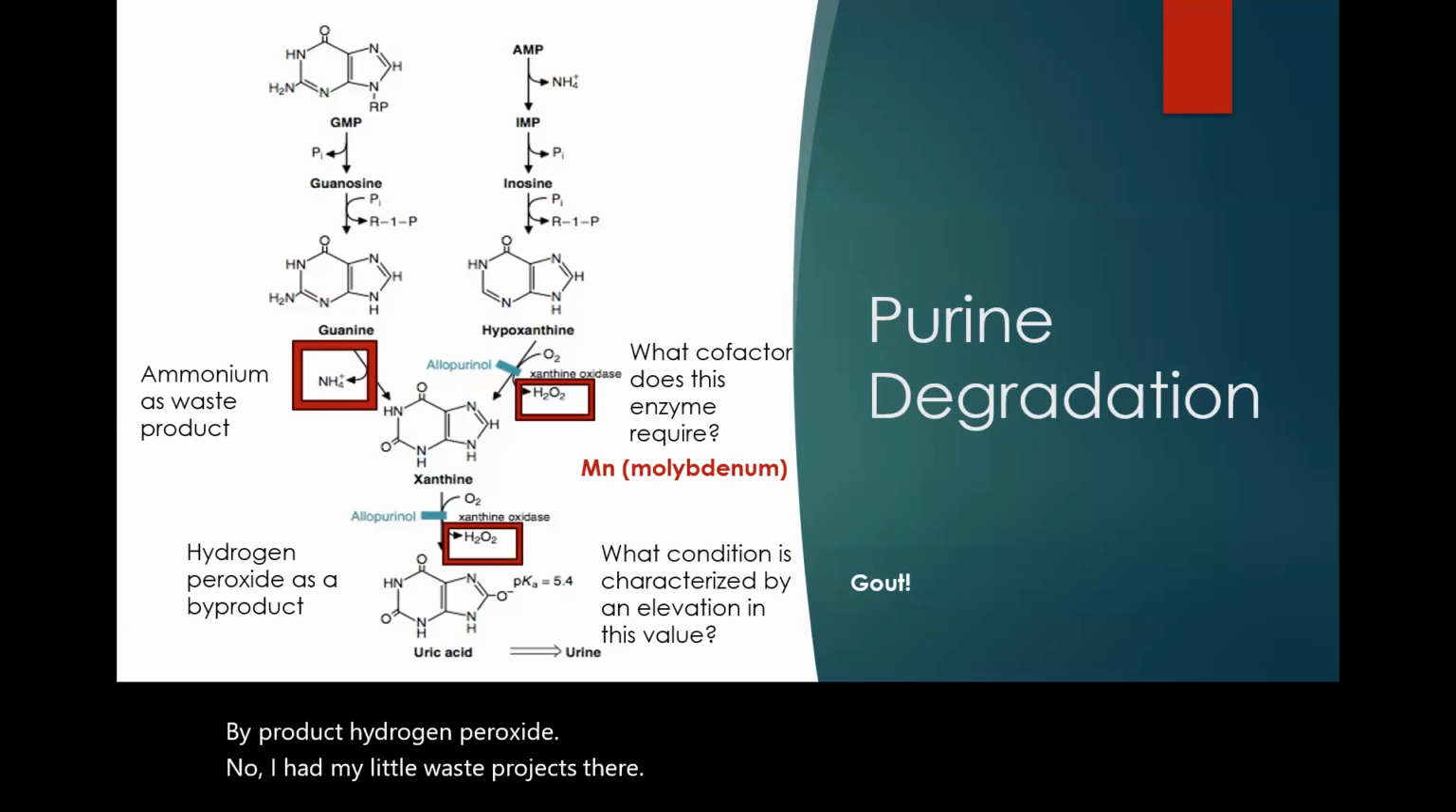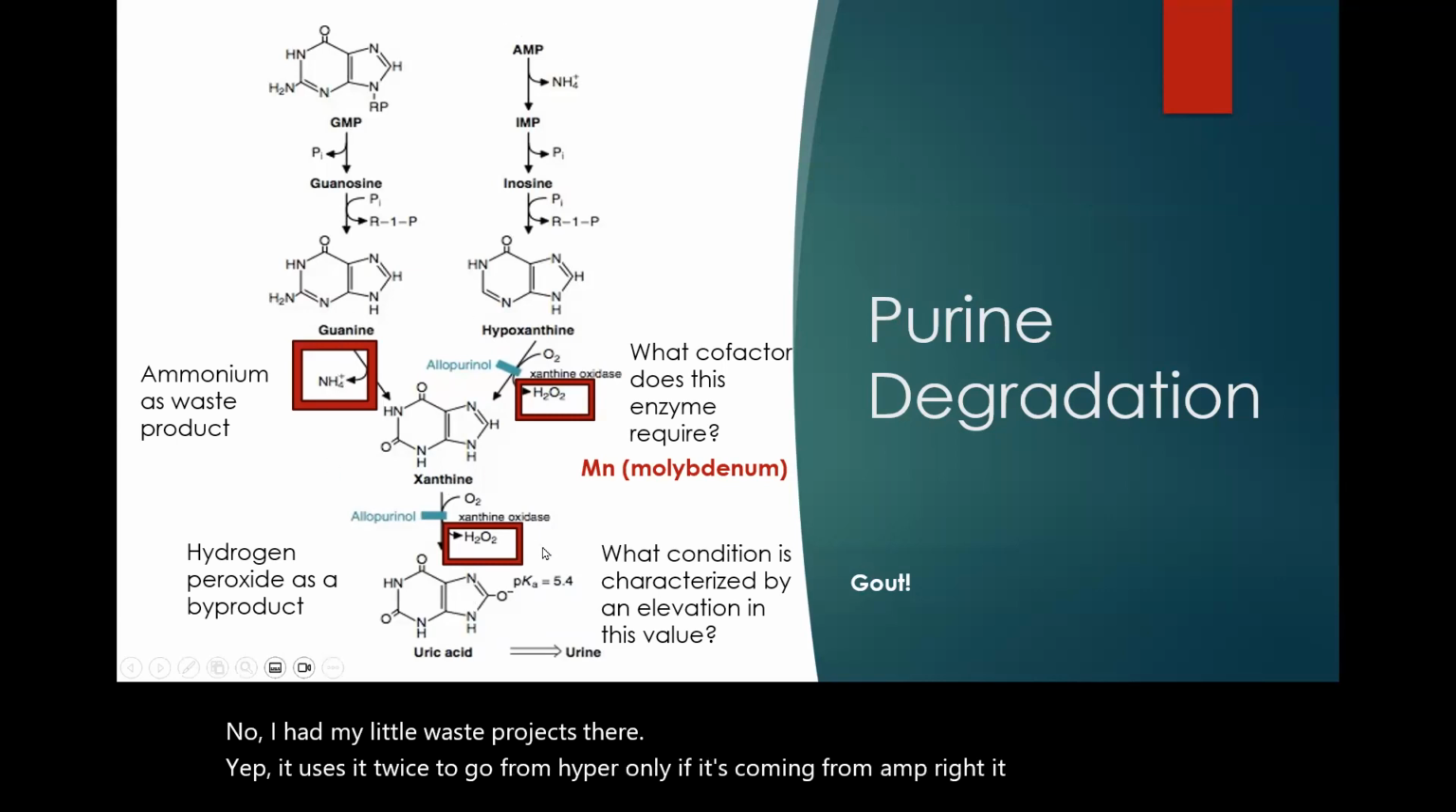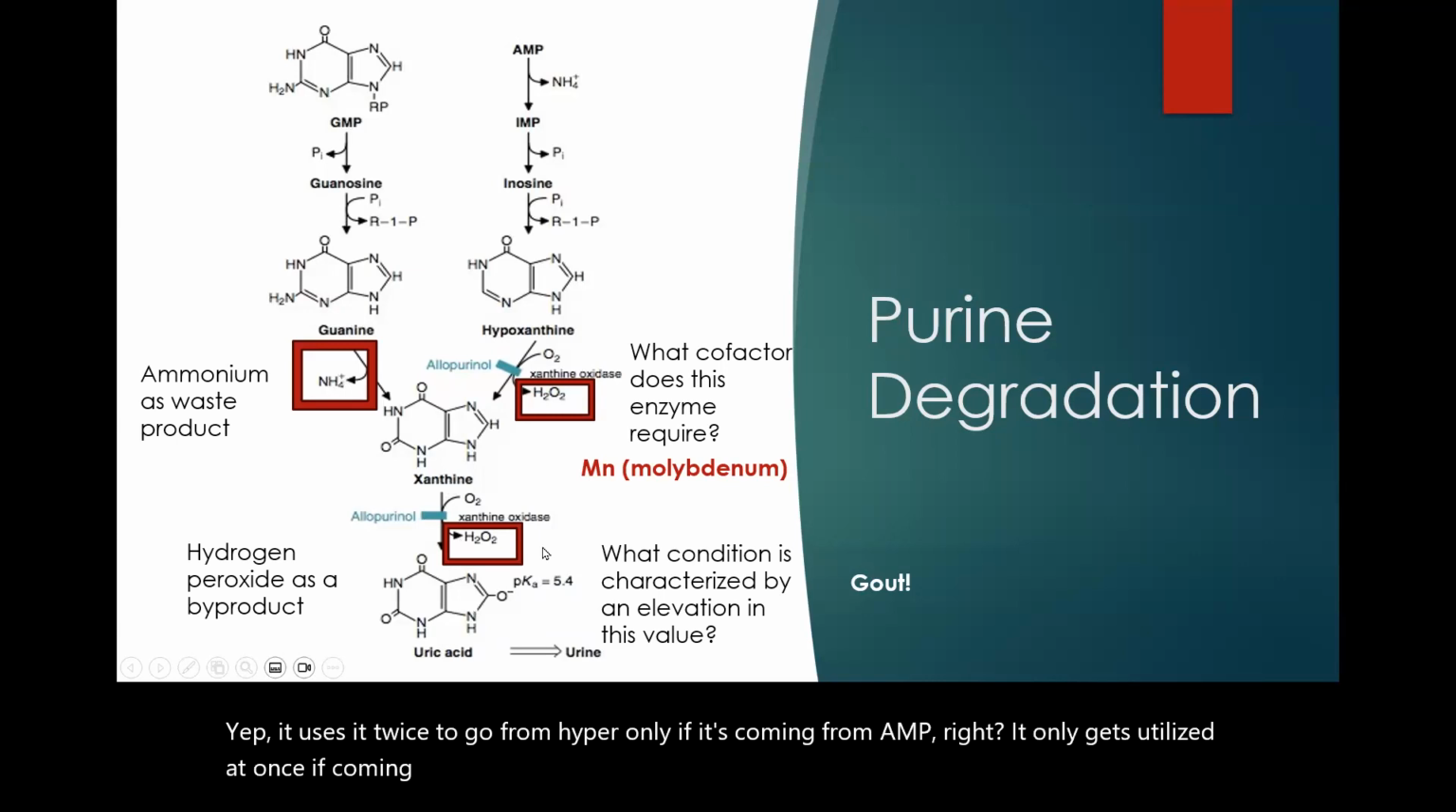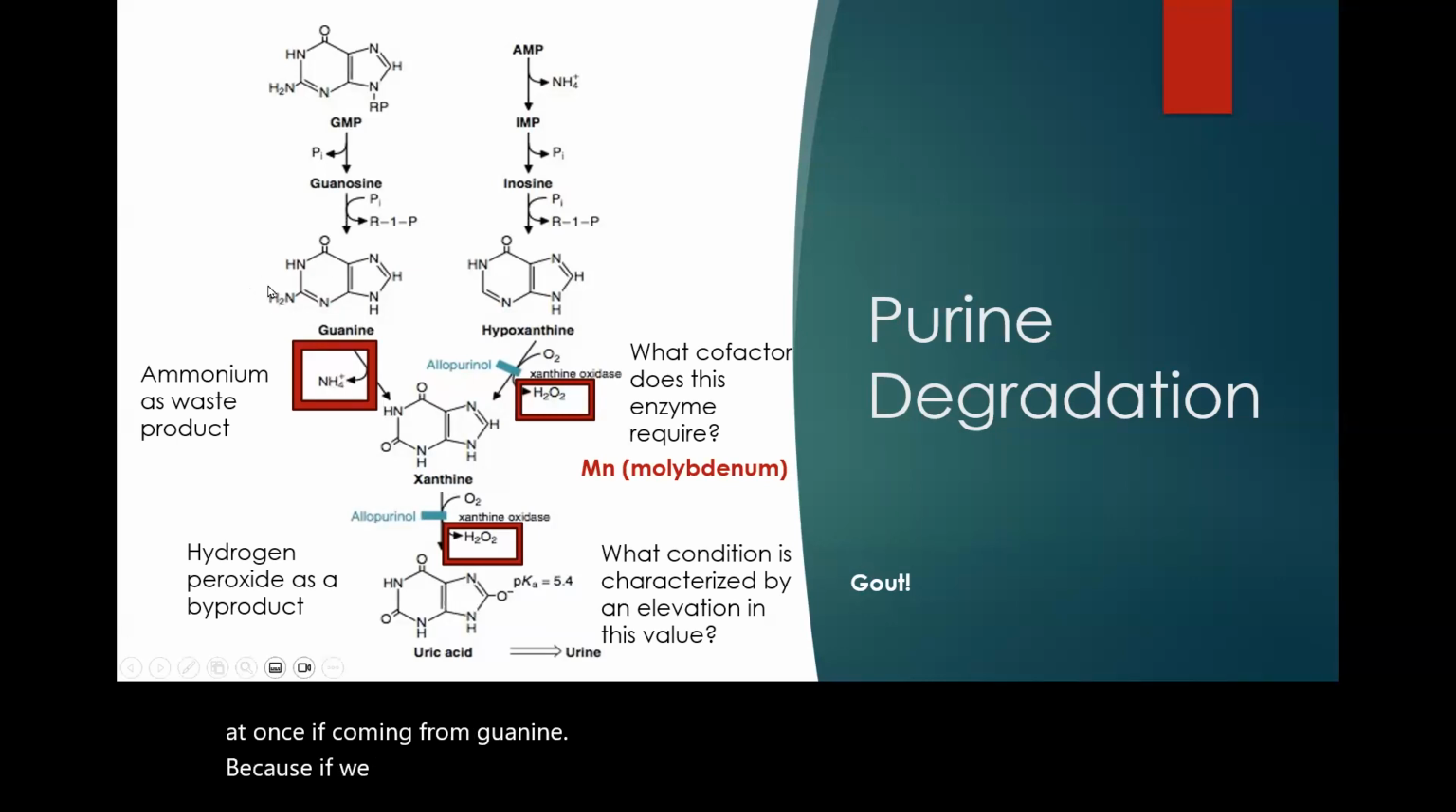Yep, it uses it twice, but only if it's coming from AMP, right? It only needs to utilize it once if coming from guanine. Because if we see here, if guanine just loses this ammonia group, which when it does, it already is this molecule.